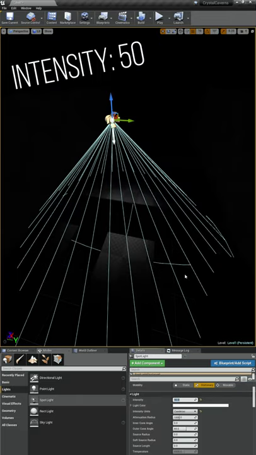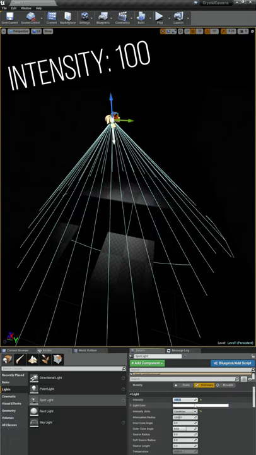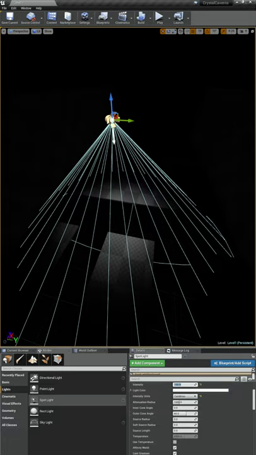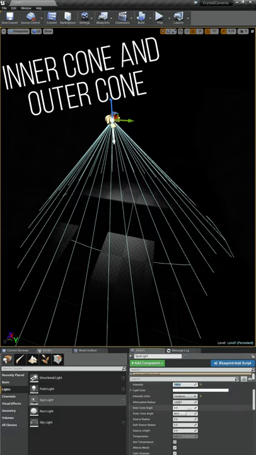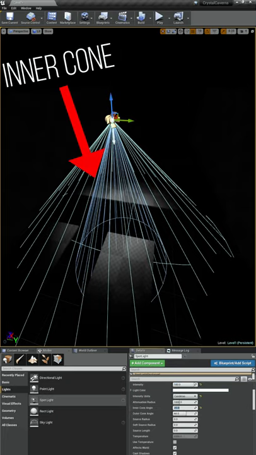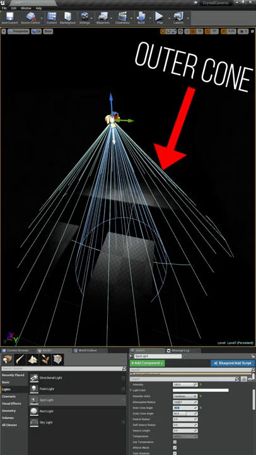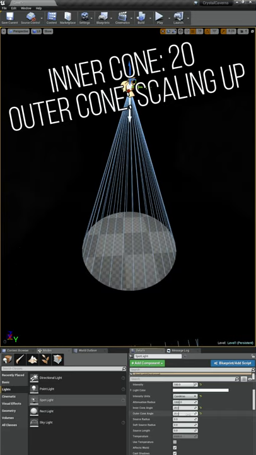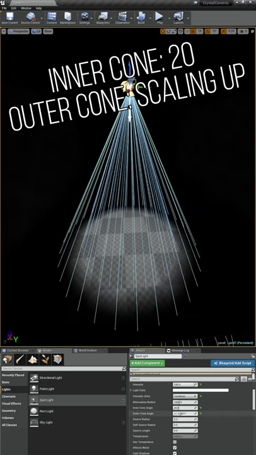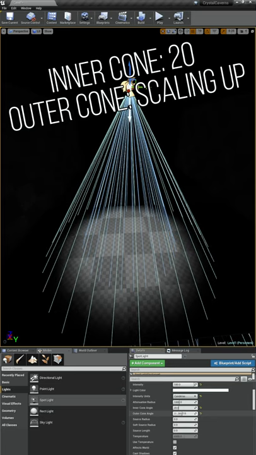Let's bump the intensity up a little bit so we can actually see this. And then the spotlight has essentially two different cones, an inner cone and an outer cone. The inner cone is essentially that very direct light, where the outer cone would then fill in light around the source to make it look a little bit more natural or blend in with your environment. As we move the outer cone angle out a little bit, you can see that the light blends into the environment more and more.